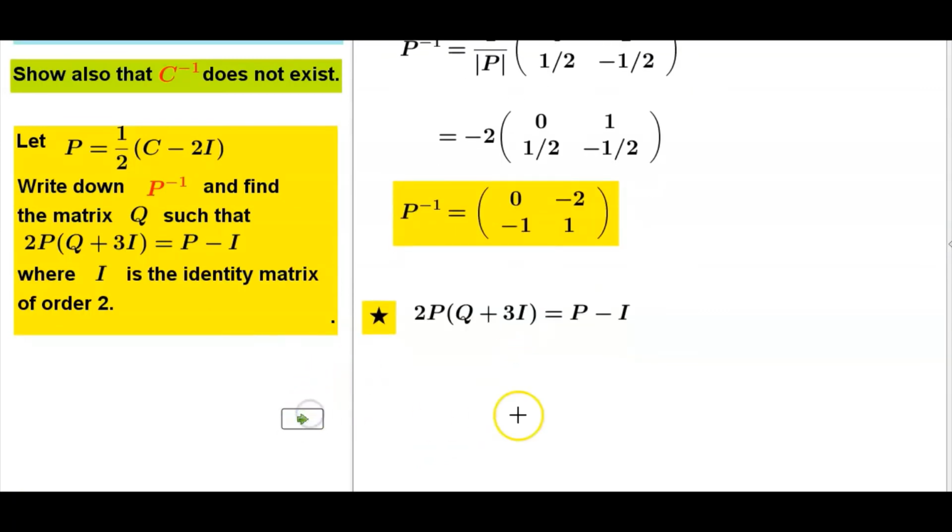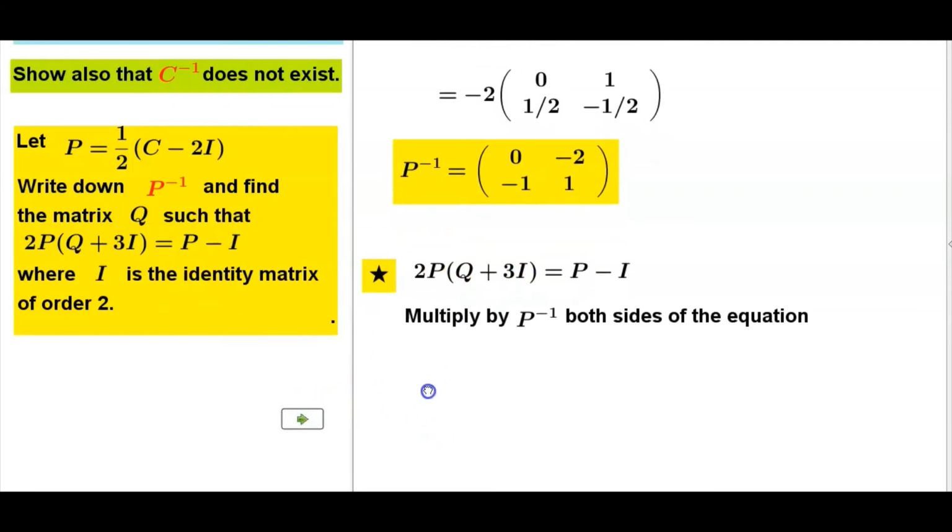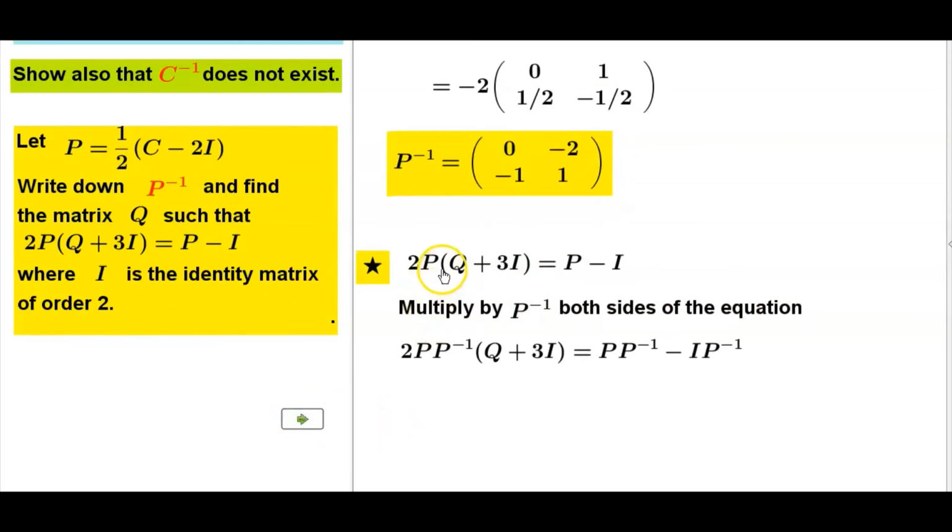Then we are given one of the relationships: 2P into Q plus 3I is equal to P minus I. We want to find out the matrix Q. So multiply by P inverse on both sides of the equation: 2P P inverse into Q plus 3I, equals P P inverse minus I P inverse.